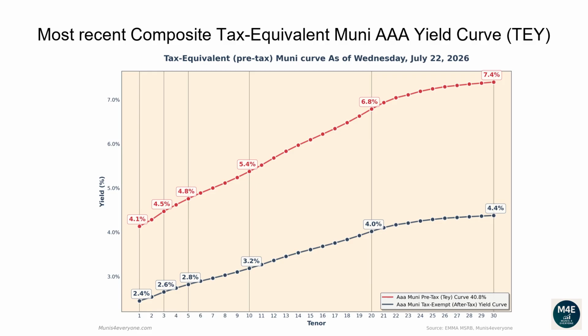The one-year tax-exempt yield is 2.45%, corresponding to a 4.14% tax-equivalent yield for investors in the top tax bracket. The two-year tax-equivalent yield is 4.28%. The 5-year tax-equivalent yield is 4.76%. The 10-year tax-equivalent yield is 5.38%. The 20-year tax-equivalent yield is 6.79%. The 30-year tax-equivalent yield is 7.4%.